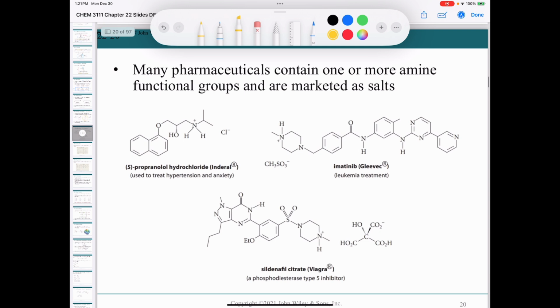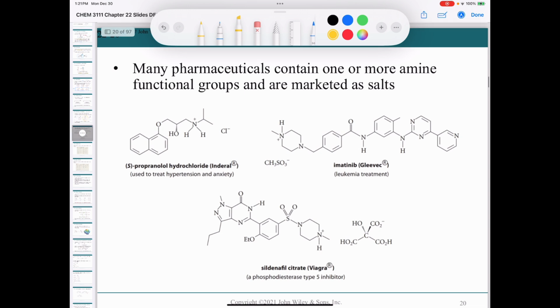And the reason why you want to have an idea of how the basicity of an amine works, when an amine is going to be a strong base or a weak base, is because many pharmaceuticals contain one or more amino functional groups and thus are sometimes marketed as salts. And you see some examples here. We have this propranolol compound here, which is used to treat hypertension, and it is administered as a hydrochloride salt.